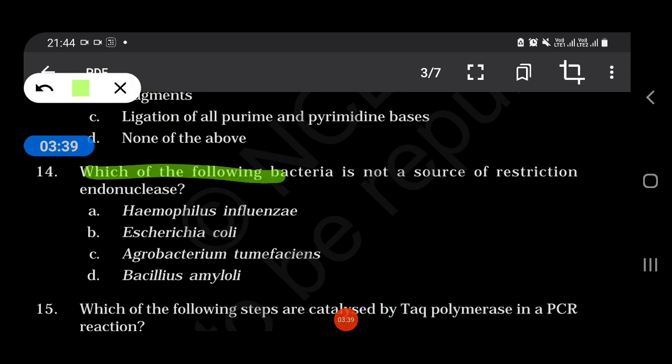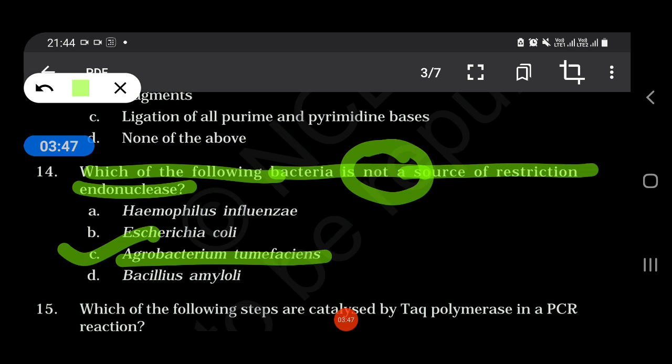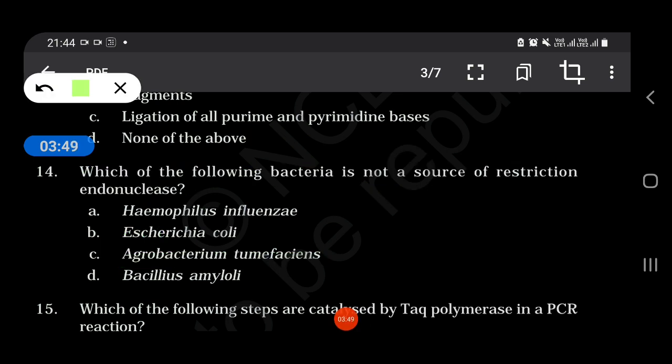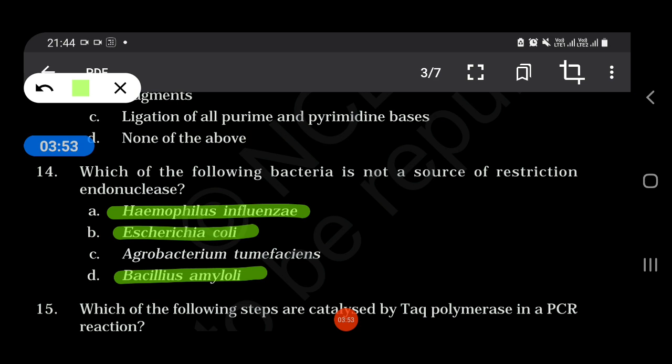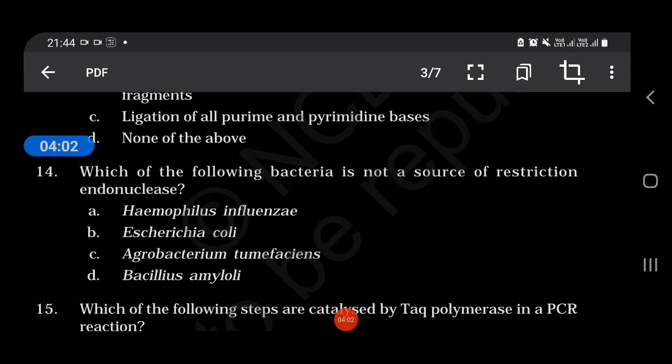Which one of the following bacteria is not a source of restriction endonuclease? So C is not. But you can use Haemophilus influenzae, Escherichia coli and Bacillus amyloliquefaciens as sources of restriction endonuclease, and not this one.